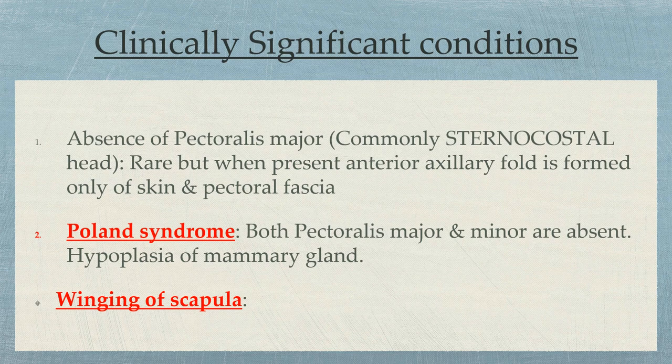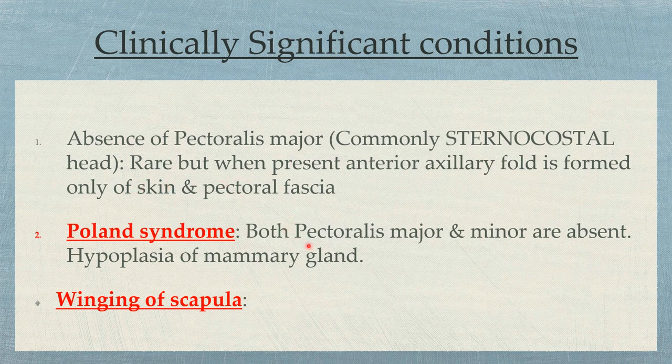Now let us start with the clinically significant conditions related to pectoral region. Students, we talked about pectoralis major muscle. This muscle may sometimes be absent congenitally. Whenever this occurs, it has been seen that commonly sternocostal head of pectoralis major muscle is deficient. However, this condition is extremely rare. Whenever this occurs, then the patient does not have any muscle to form the anterior axillary wall and anterior axillary fold. As a result, the anterior axillary fold is formed only by skin and pectoral fascia.